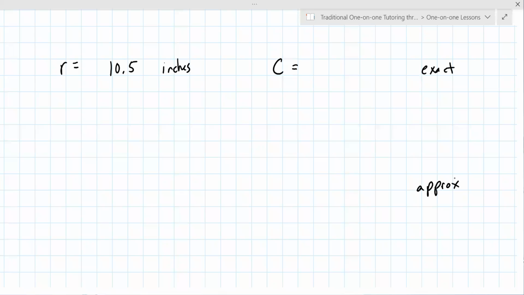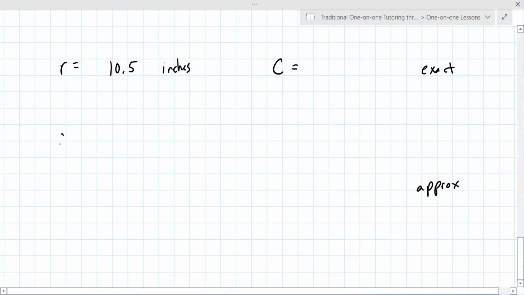R is 21 and C, I'm getting to that. The radius is 10.5. I think you meant something else. What is 21? 21 is the diameter. 21 what? What are the units? 21 inches. Good. Now for the circumference, I want both the exact and the approximate. 65.94 inches. I want the exact first, then the approximate. If you're not sure what I mean by that, please ask.